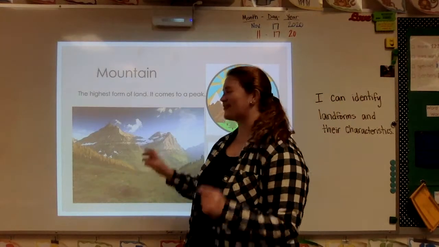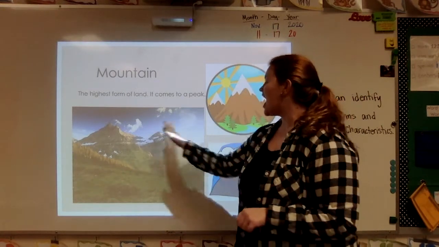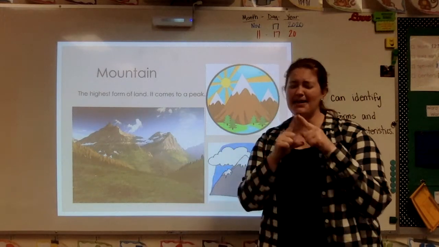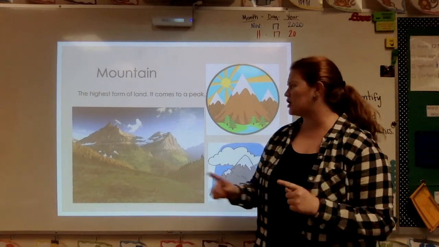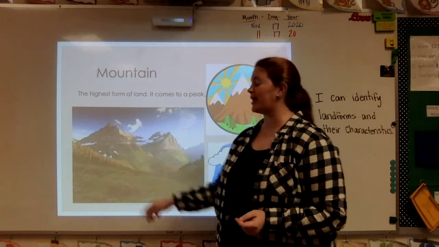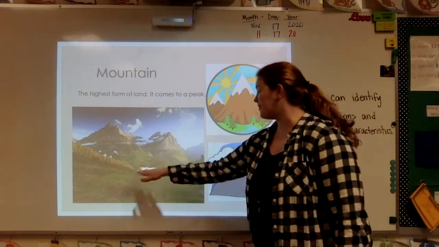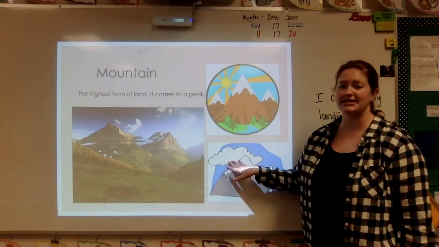Here is a photograph someone took with a camera of some real life mountains. And I can see, yeah, they kind of come to a peak. It might not be exactly a triangle, but look, that's coming to a peak right here. And I can tell that is definitely raised land compared to this other land around it.